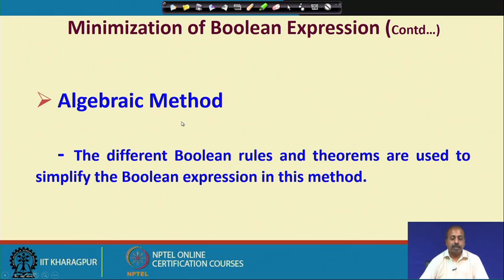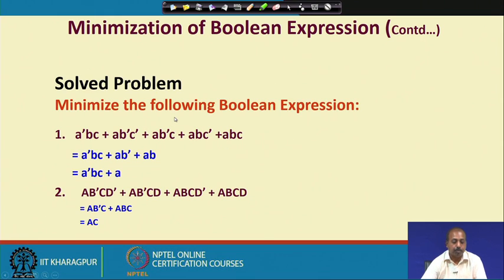In this algebraic method, the different Boolean rules and theorems that we have discussed in our previous classes can be applied for simplifying the Boolean expression. So, this is the algebraic method. We will take some examples. Say this is a Boolean expression, which is in fact in canonical sum of product form.